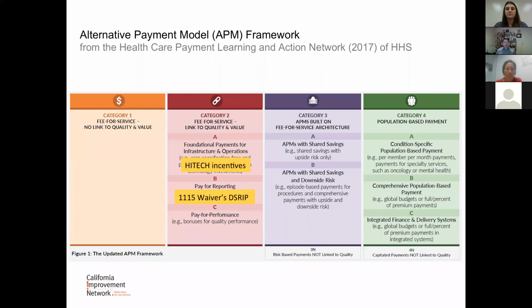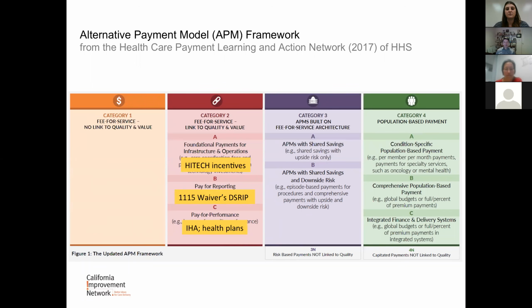Another example, pay for reporting, a lot of P4P programs, including the large, multifaceted 1115 federal Medicaid waiver, for a lot of organizations, including the county delivery systems. There's a lot of measures in there that are pay for reporting. So you get the incentive money if you send in data. Doesn't matter if it's good or bad.